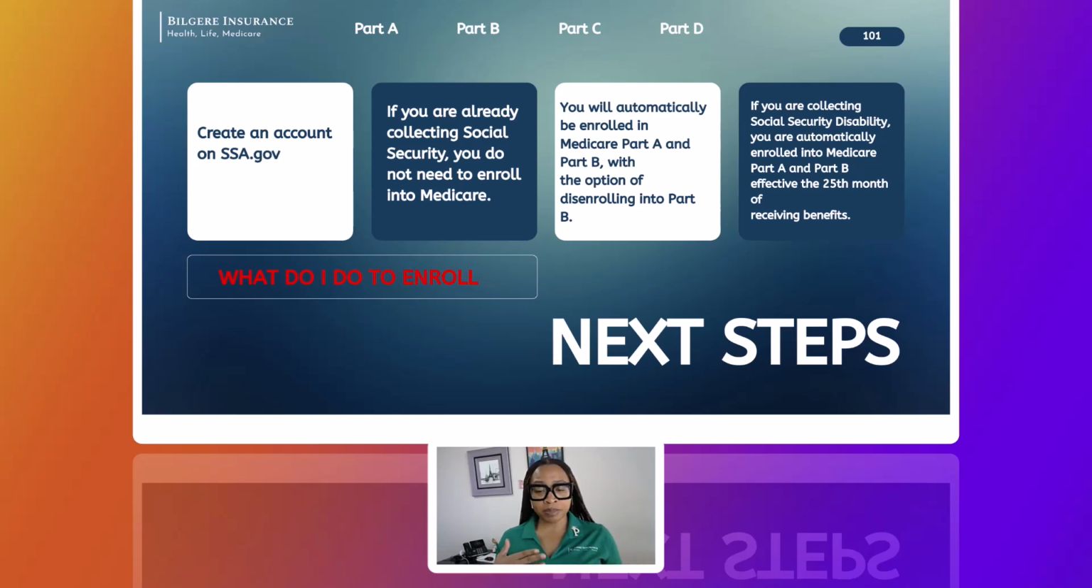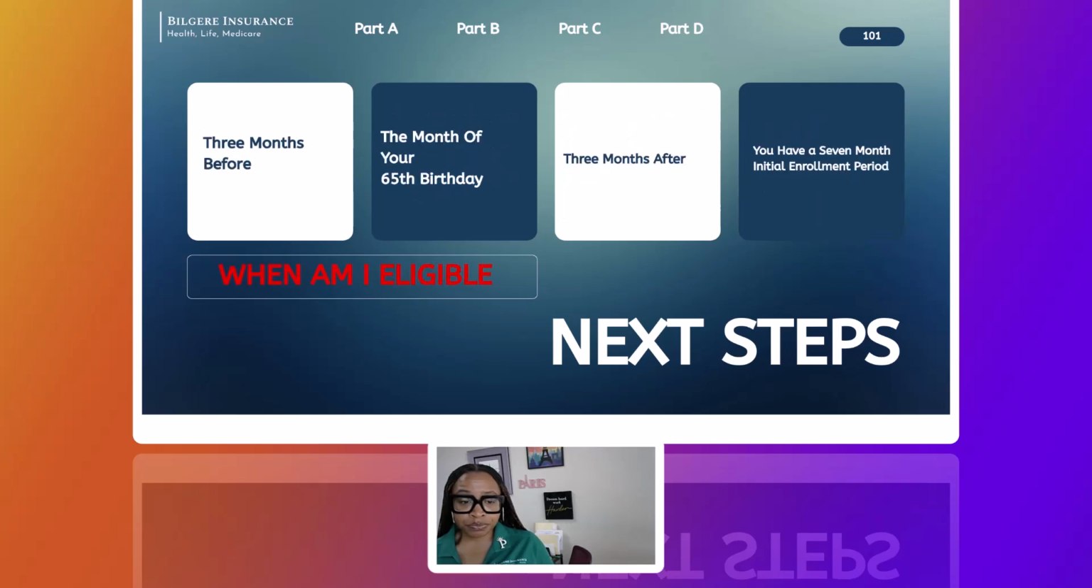As we mentioned, there are special situations. If you're collecting Social Security disability, you are automatically enrolled in Medicare Part A and Part B effective the 25th month of receiving benefits. Next, just a reminder about when you are eligible: 3 months before the month of your 65th birthday, the month of your 65th birthday, and 3 months after, giving you a 7-month initial enrollment period.